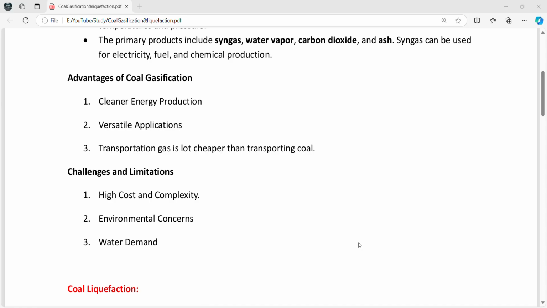And coming to the third advantage, transporting gas is a lot cheaper than transporting coal. Here I wanted to add another benefit of gasification. It has a greater efficiency than conventional coal burning because it can effectively use the gases twice.